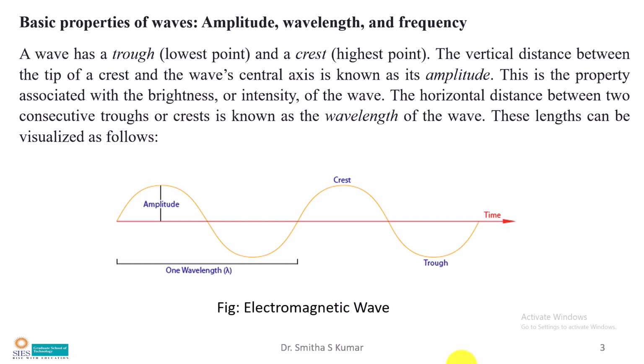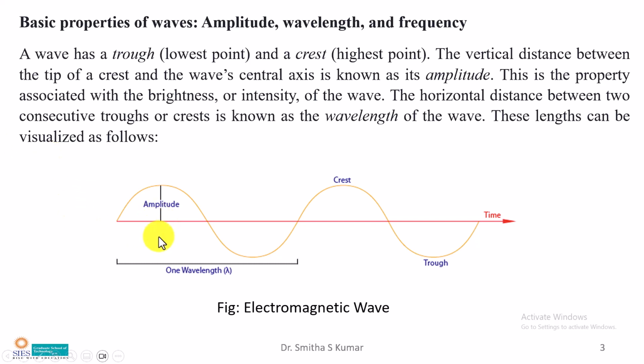To study electromagnetic radiation, first of all, we should know the basic properties of a wave, which are amplitude, wavelength, and frequency. This is a figure showing an electromagnetic wave. The wave has a trough, which is the lowest point, and a crest, which is the highest point. The vertical distance between the tip of the crest and the wave central axis is known as its amplitude. This is the property associated with the brightness or intensity of the wave.